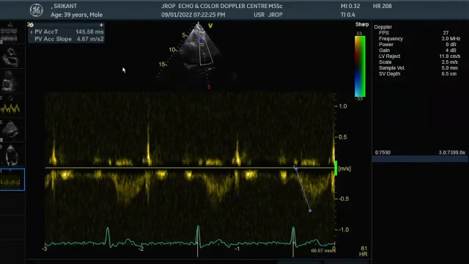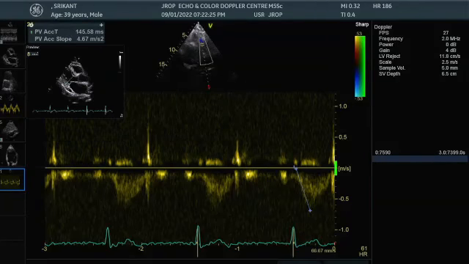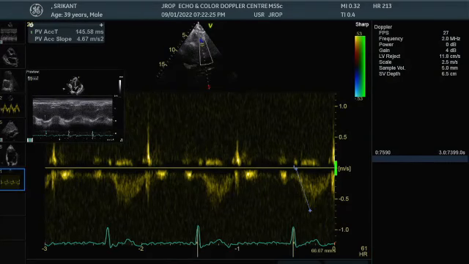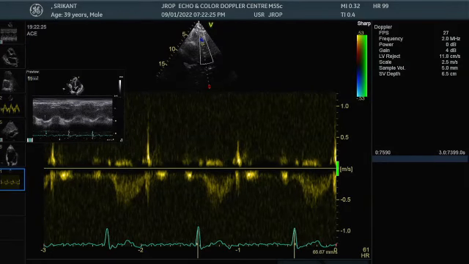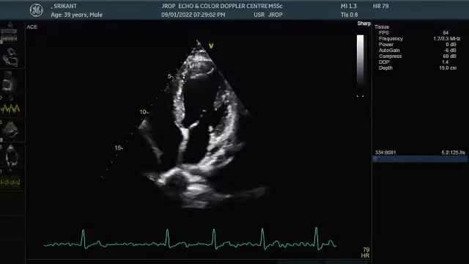Can you show the LA appendage once? For looking at the LA appendage, there are two views. One is the 4-chamber view, the second is the short axis view. I'll try to show you both of them. So I'm going to the 4-chamber view first, and then look, I'm angulating my transducer a little bit.